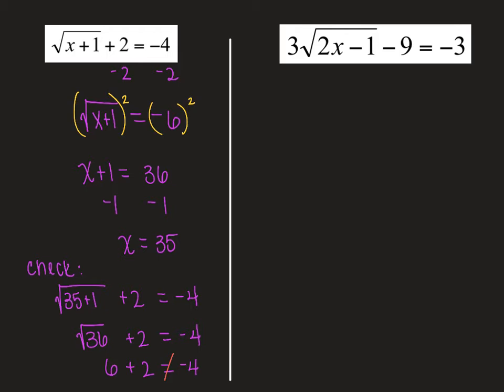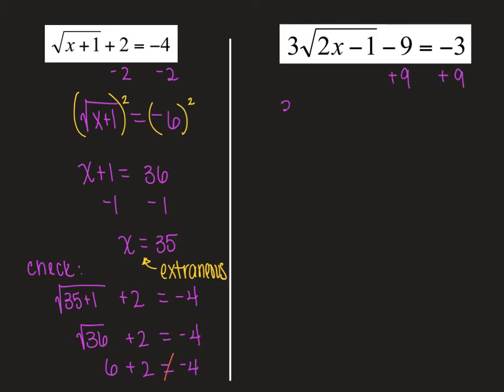So this is going to be extraneous. Let's try the next one. Again, we need to isolate the radical. You can treat it kind of like an x or any sort of variable. So the first thing we would do is add 9 to both sides.